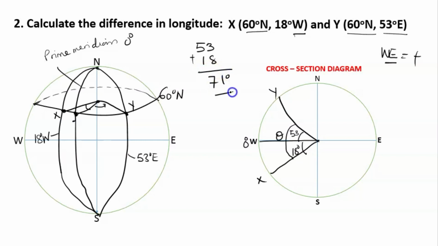Okay, so that's 71 degrees. So that will be the angle. In other words, the angular difference, which is the longitude difference between these 2 points, is going to be, in other words, our theta is going to be 71 degrees. All right, I believe we understand that. So let's do one more.